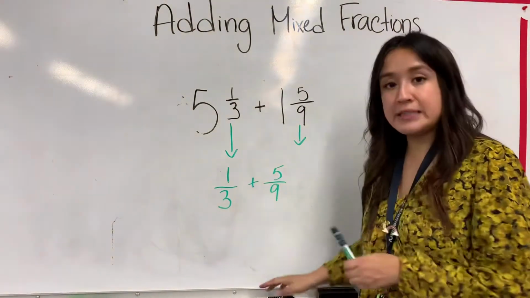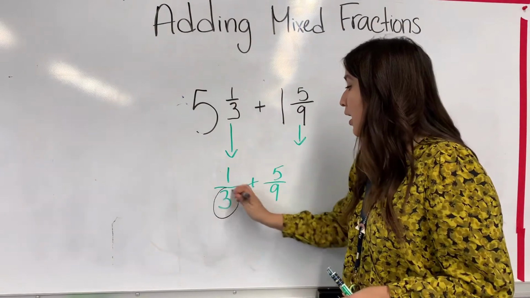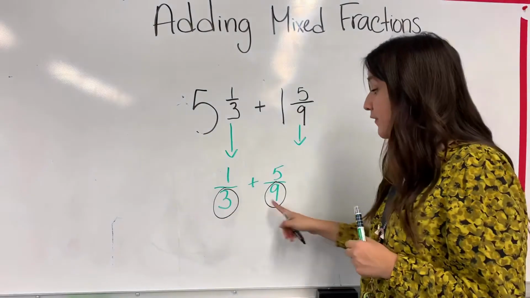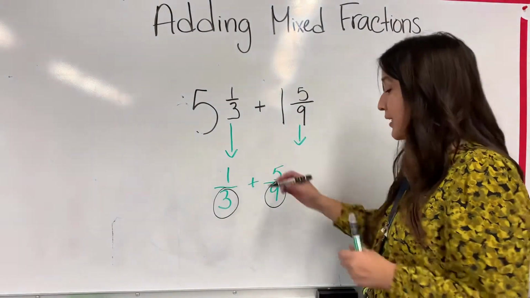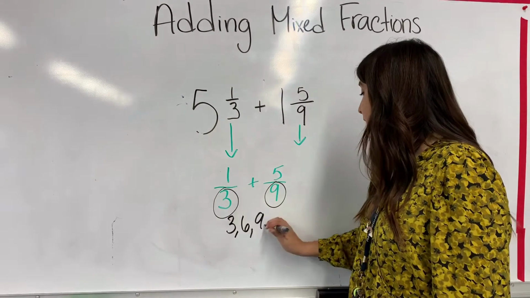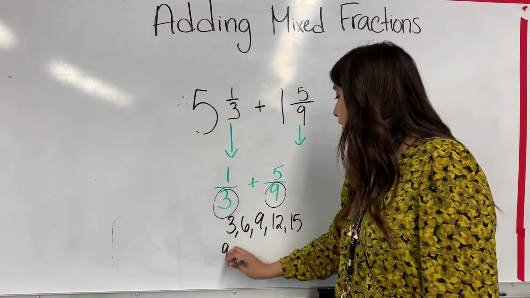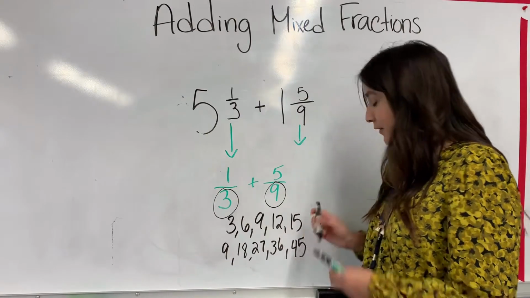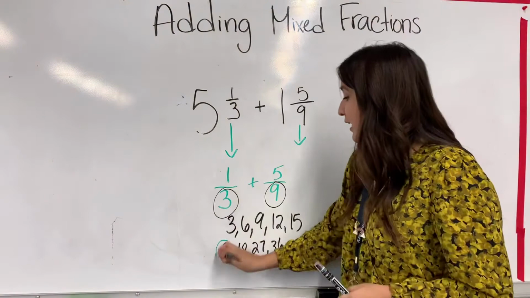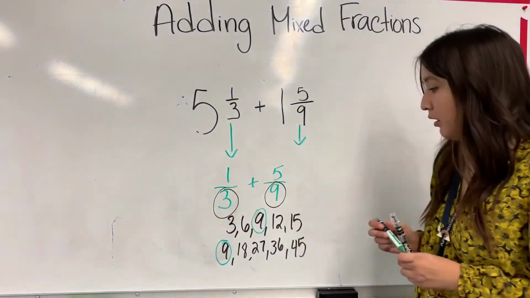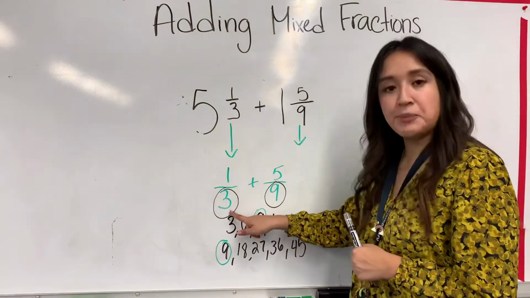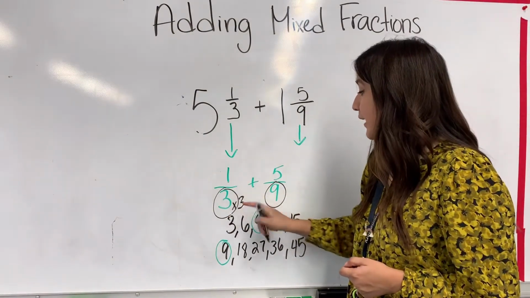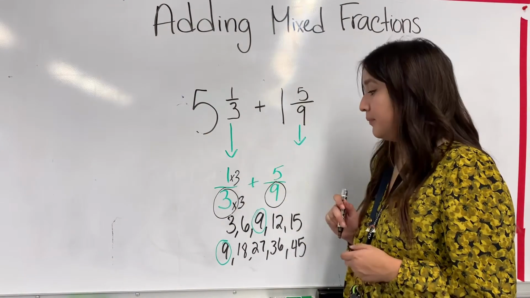Okay, and if you see here, our denominators are not alike, so we have to skip count first to find a common denominator and then multiply to switch it. So we have 3, 6, 9, 12, 15, and then we have 9, 18, 27, 36, 45. Our common denominator is 9, okay? So what do we have to multiply this one by to get a 9? We have to do times 3 on top, okay?